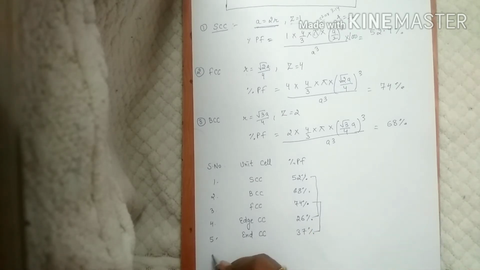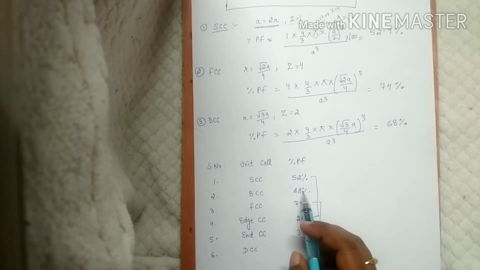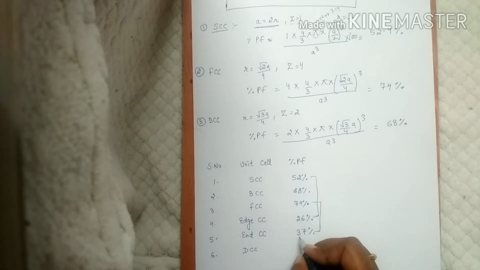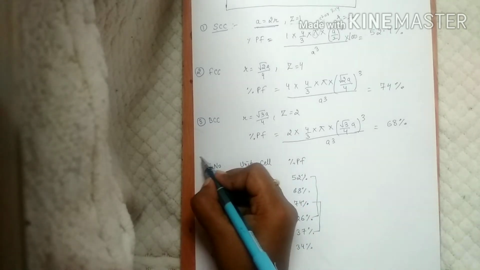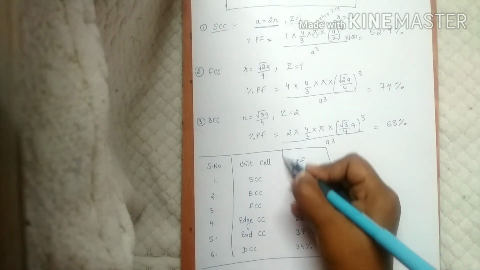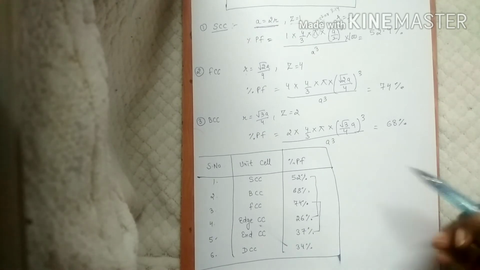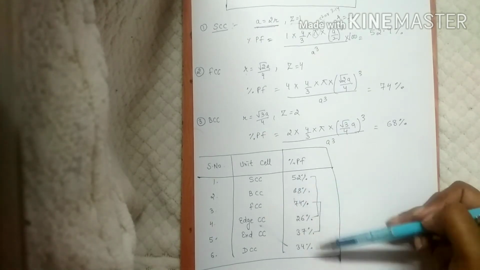Okay. Next is your DCC, diamond cubic unit cell. It is the half of BCC. So it comes out to be 68 half, 34%. So this is a small table of packing fraction of various unit cells. It's going to be easier for you to remember like that.